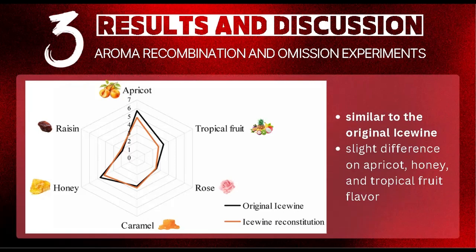The next one is the results from the aroma recombination and the omission experiments. First is aroma recombination to confirm the contribution of 28 of those compounds with FD values of more than 9 in Chinese Vidal Icewine. They were recombined in odorless ice wine and compared with the corresponding real wine. The aroma profiles were similar, but still had some intensity difference from the original ice wine on the apricot, honey, and tropical fruit flavor.